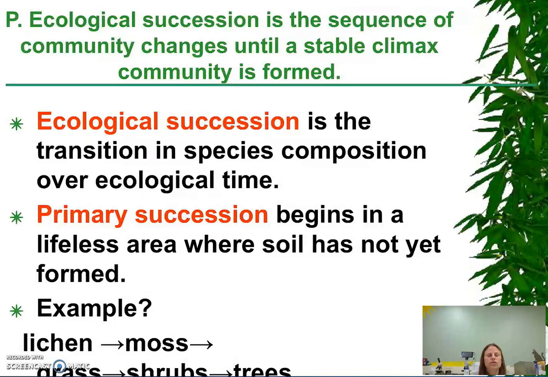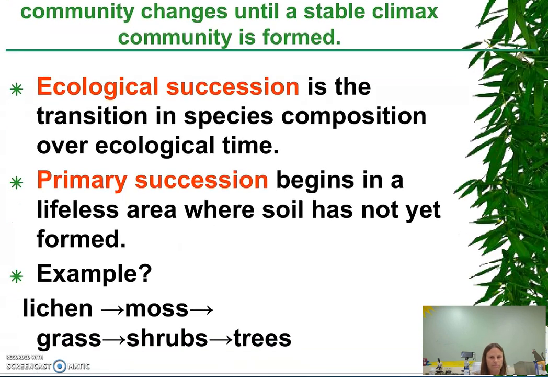Ecological succession is the transition in species composition over ecological time. There are two different types of ecological succession, primary and secondary. So let's discuss primary succession first. Primary succession begins in a lifeless area where no soil has been formed yet.